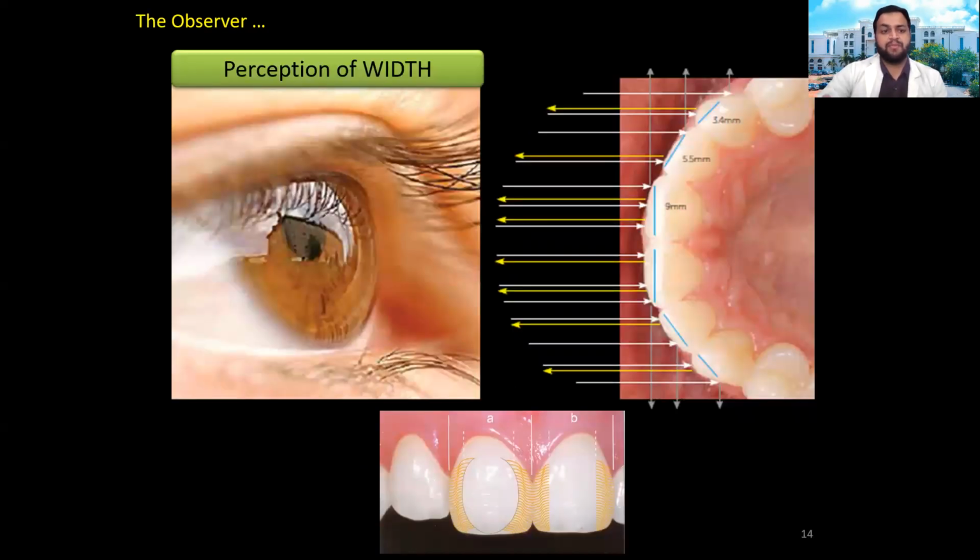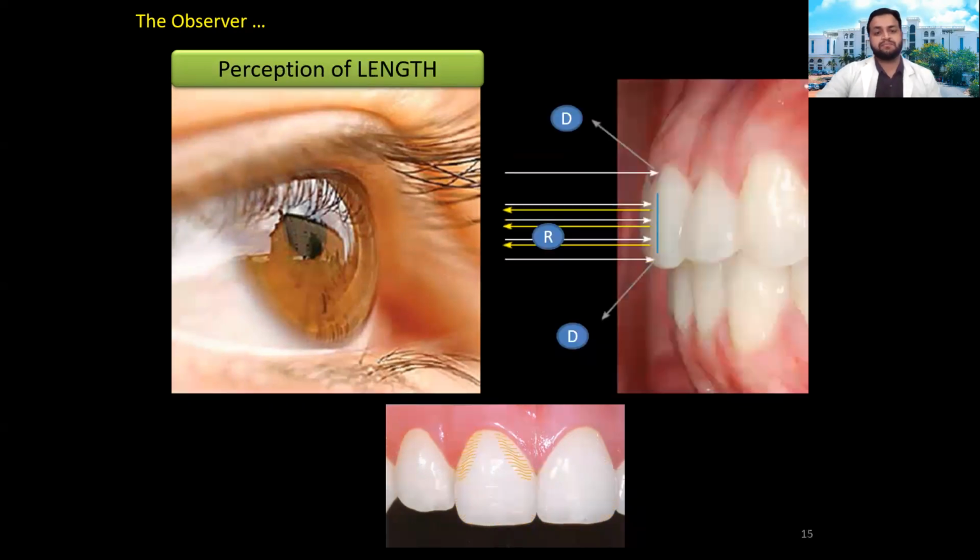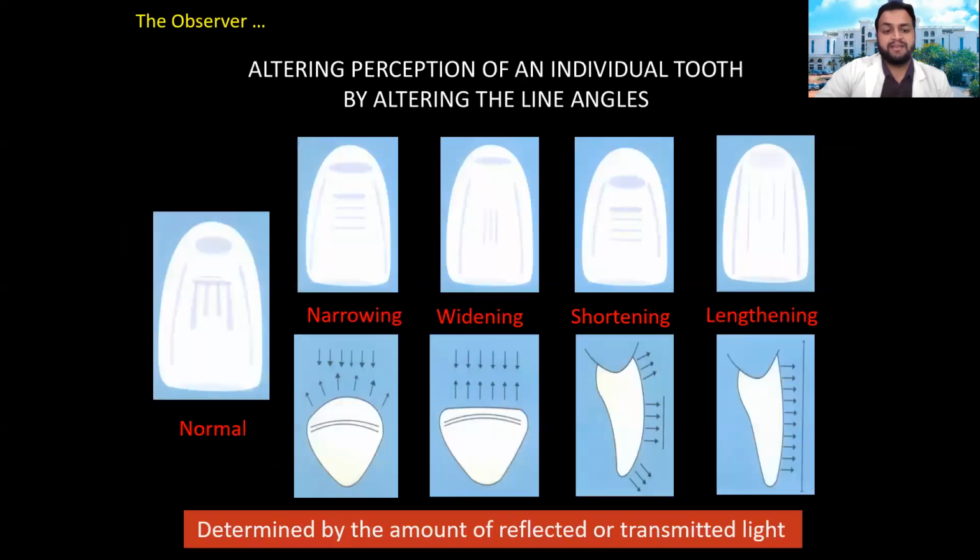The same concept can be utilized when you're working on the size of a tooth, making prominent or concave or convex surfaces, which gives an altered appearance of the same object. So you can alter the perception of length, and in the same way alter the individual tooth line angles. You get different ways of making it look more narrow or widened, or a short tooth or even a long tooth, with the same dimensions of that particular object.